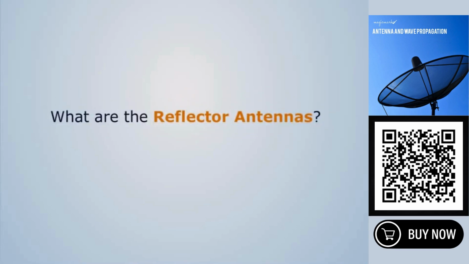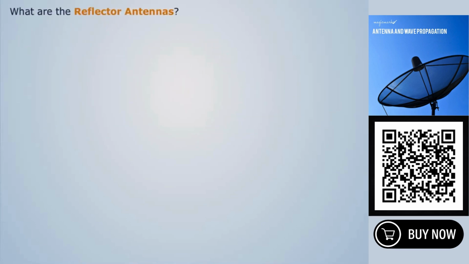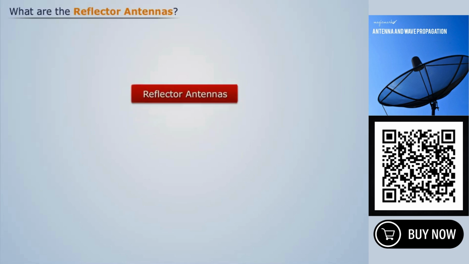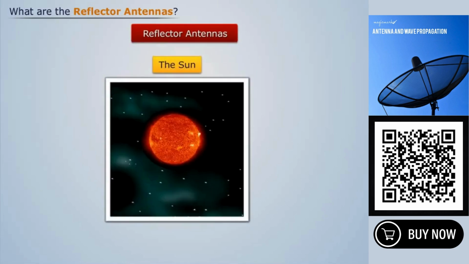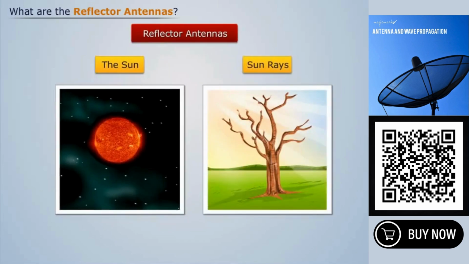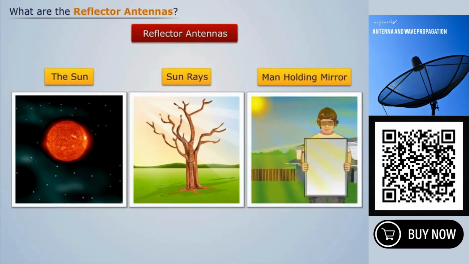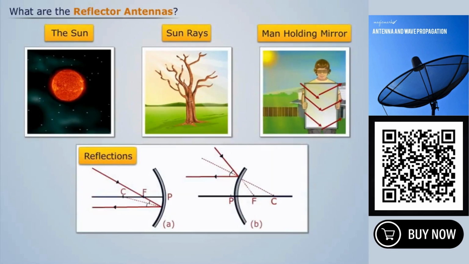What are reflector antennas? We can understand the topic of reflector antennas by considering the example of the rays which are reflected from the sun. If a man is standing on the ground with a mirror in his hand, when the rays of the sun fall on the mirror, they will get reflected. This is how a reflector antenna works.